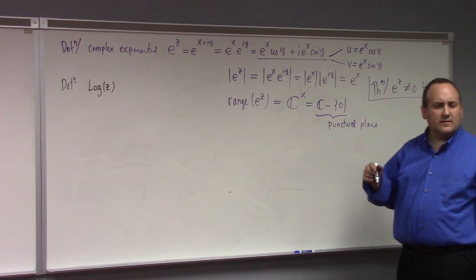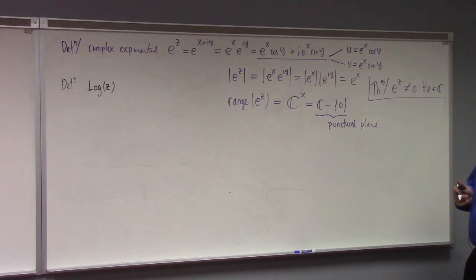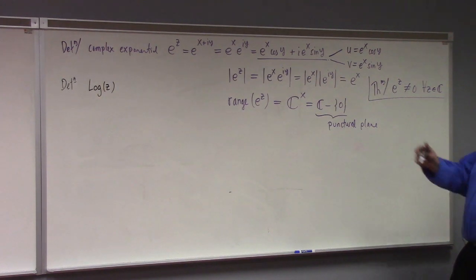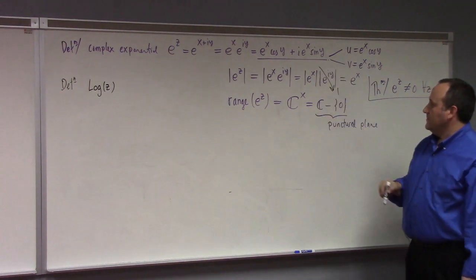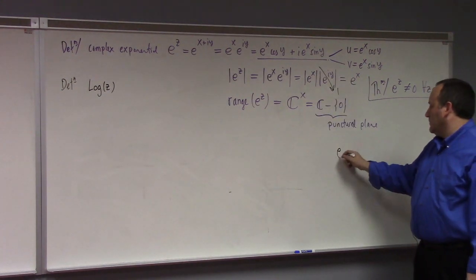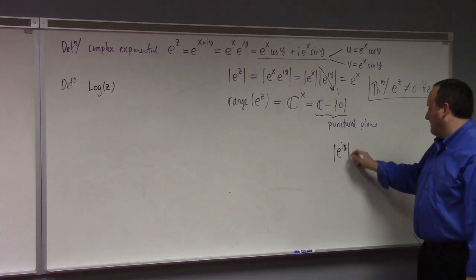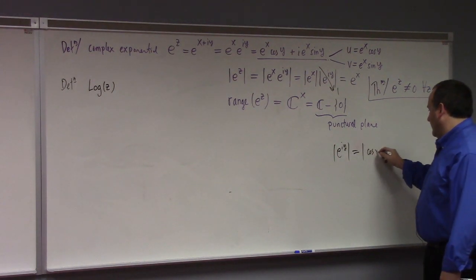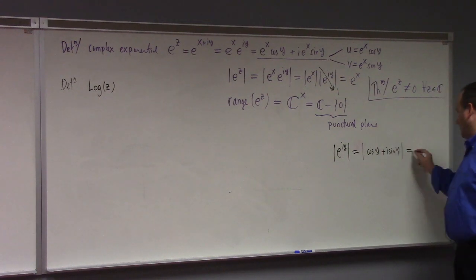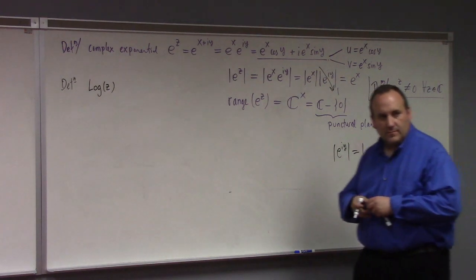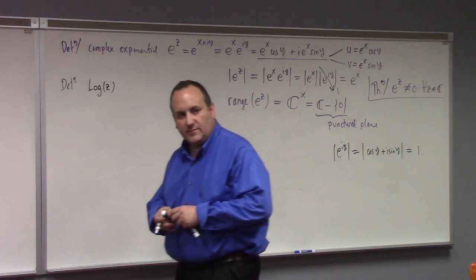I'm sorry, I'm confused on how we went from the magnitude of e to the x times the magnitude of e to the iy equals e to the x. Oh, that's because this is 1. How do we know that that's 1? Work it out. That's the square root of cosine squared y plus sine squared y.